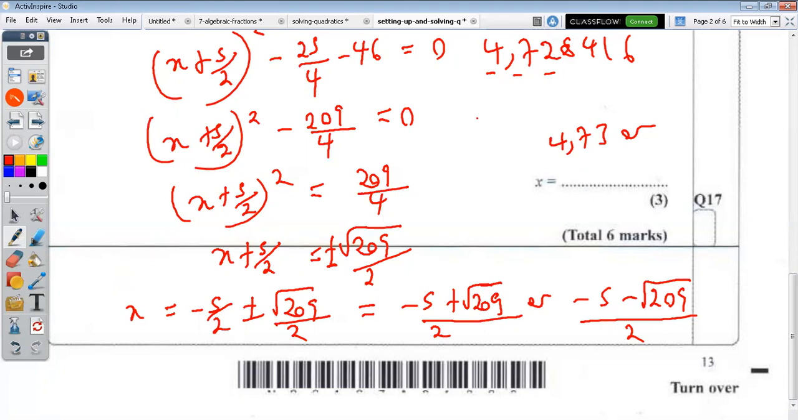Or what's the other one? Negative 5 minus root of 209 divided by 2. I hope I'm doing the correct things. So what do you get for that one? Minus 5 minus root of 209 divided by 2. Minus 7 point what? Minus 9.73, yeah? Are we together then?